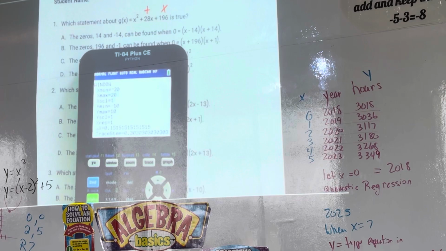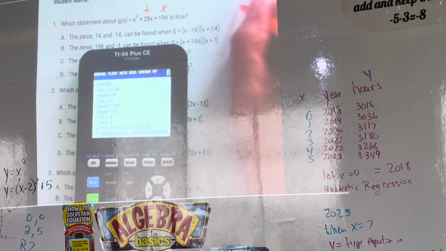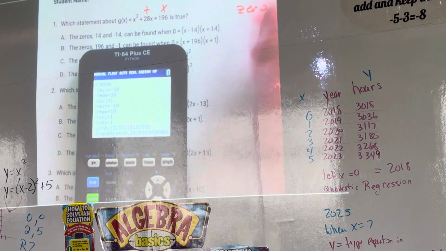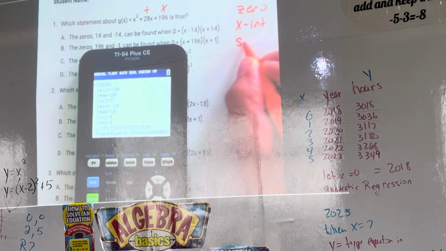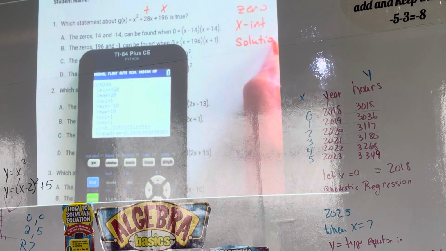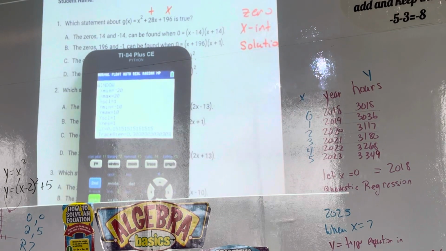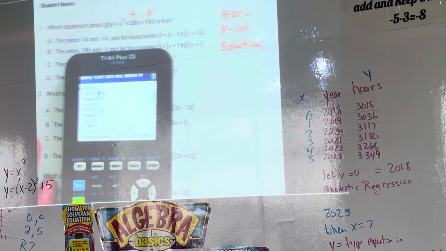So reminder of 0 is your x what? Intercept. Your x-intercept. It is also your solution. So even when you're solving for x or solving for a variable, you can put half of it in L1, the other half in L2, and find your solution.